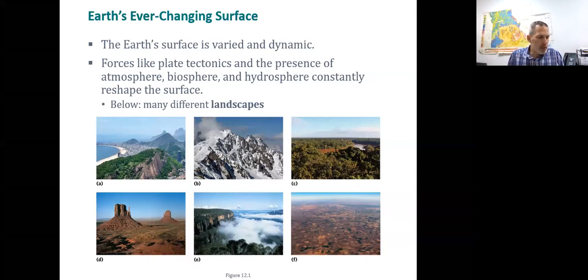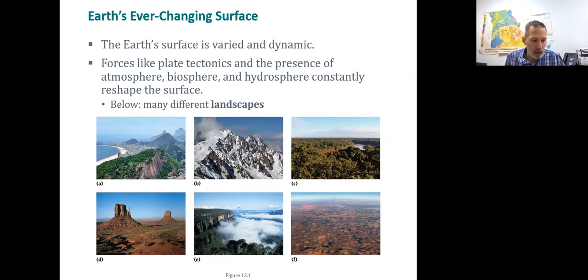Image D are some buttes of sandstone towers above Monument Valley in Arizona. These buttes are in part a function of plate tectonics causing some basin and range topography, and then some weathering smoothing off and eroding these surfaces. Since we get some differential weathering, creating some very unique features there: plateaus, mesas, and buttes.